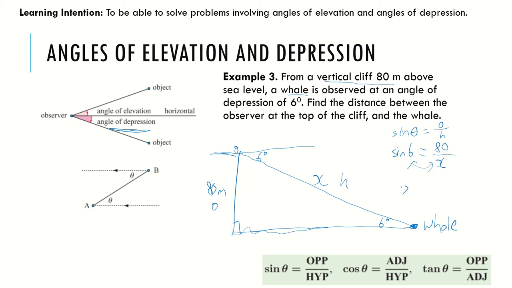Rearranging this, we'll get x equals 80 divided by sine 6. And therefore, typing into our calculator, 80 divided by sine 6 is 765.34 meters. So there's a large distance between us and the whale directly from here to here.